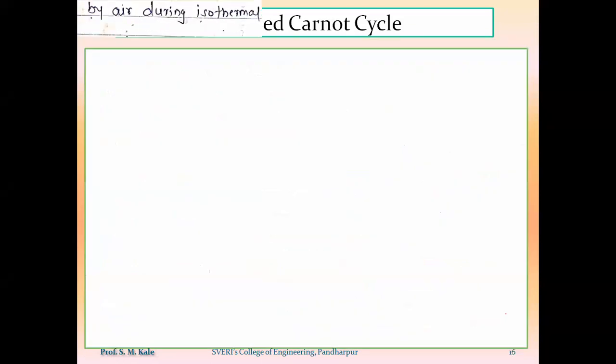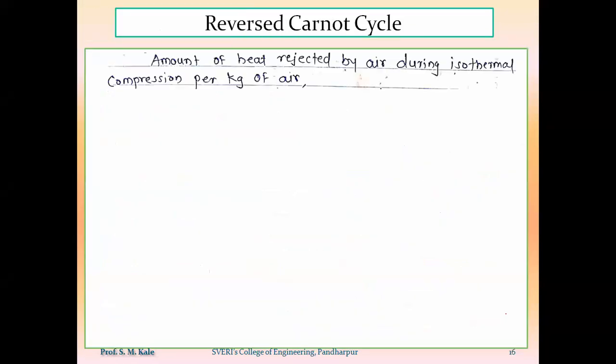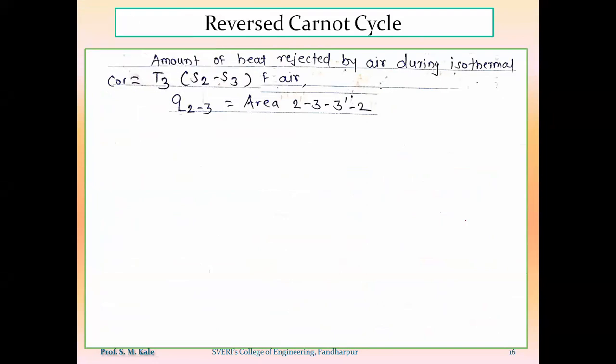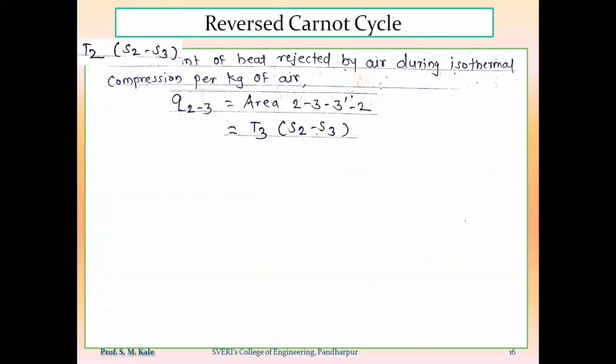So same process we are going to follow. First of all, we will calculate the amount of heat rejected by the refrigerant during the process 2 to 3, and that value is nothing but the area under 2 to 3. Area under 2 to 3 is nothing but T3 into S2 minus S3. Here the value of T2 is equal to T3. That's why it can also be written as T2 into S2 minus S3.